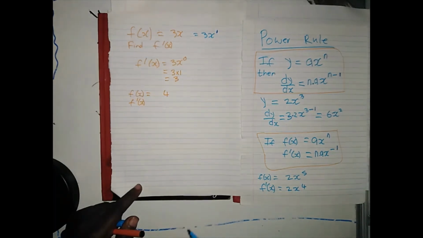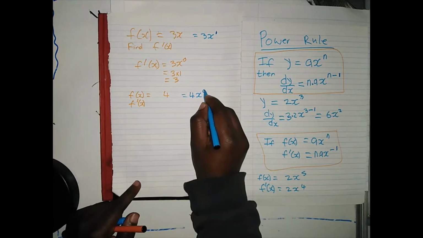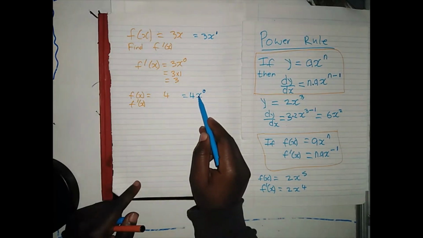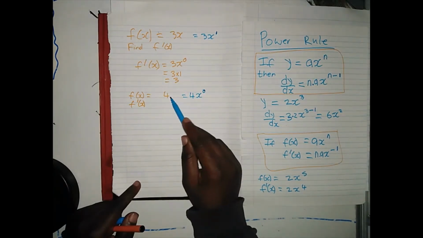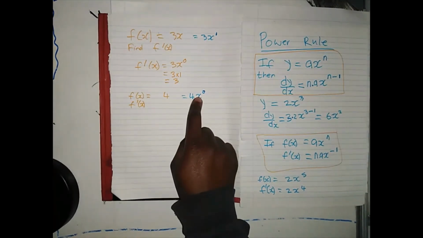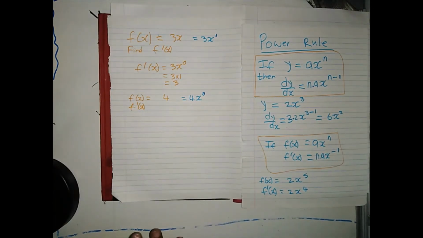So basically, this is the same as 4x to the power what? To the power 0. Do you remember here, 3x to the power 0 gave us 3? So here 4x to the power 0 gives us 4. Can you see that? So this and this are exactly the same thing, it's just that this one is expressed in terms of x. But don't worry, in terms of your grade 12 syllabus, you definitely won't need to do this. You have to go straight to the answer. I just wanted to show you where it comes from.